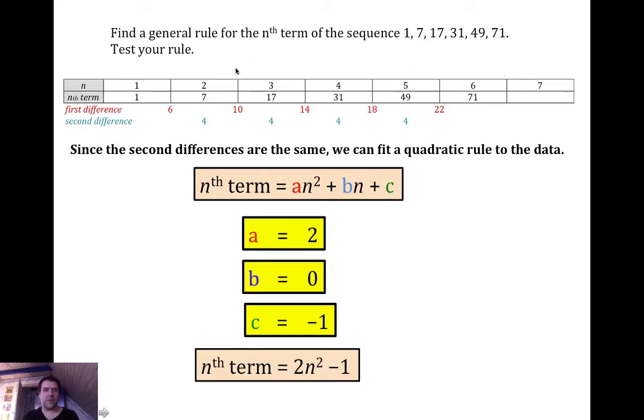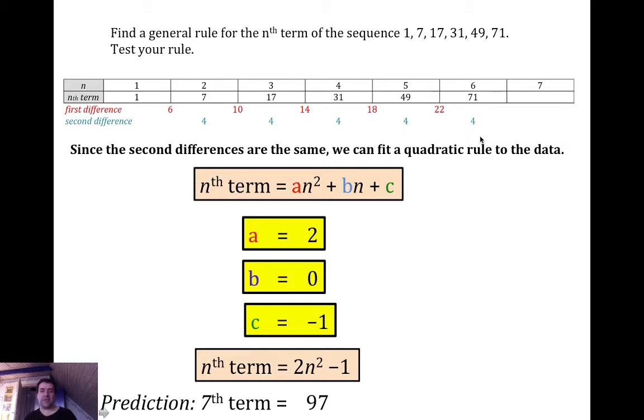Okay, well, the question said to test that rule, and in the IB exam, when they ask you to test a rule like this, the marks tend to be for testing it beyond the range of the ones that we've already got. So to try and figure out, say, the 7th one, to test our rule that way. So we expect the 7th term to be 2 times 7 squared minus 1, according to that rule. And that works out to be 97.